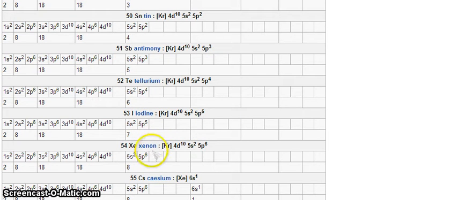Now if you compare, that is actually the configuration of xenon. So if you write the core configuration for your iodine ion, it is actually xenon, in brackets. That's the core configuration for your iodine ion. So it's actually an equivalent electronic configuration. There's a special term for that, and that is isoelectronic. Iso means the same, and electronic, of course, refers to the electronic configuration. So the iodine ion and xenon are isoelectronic in nature.